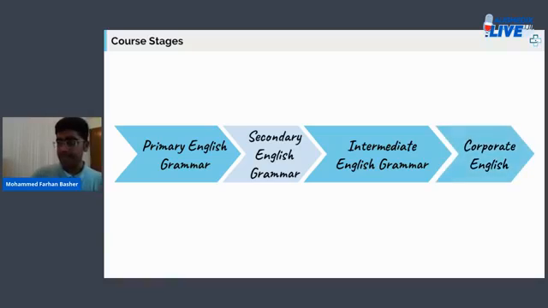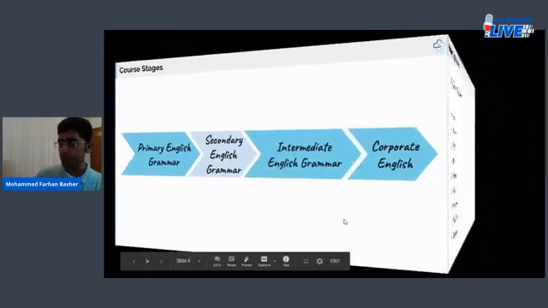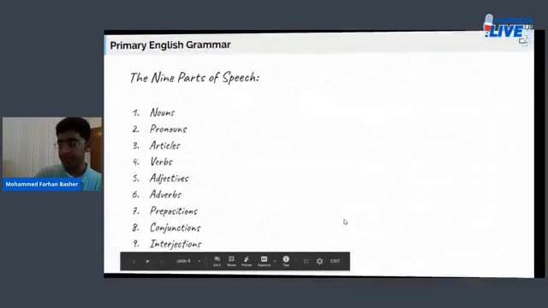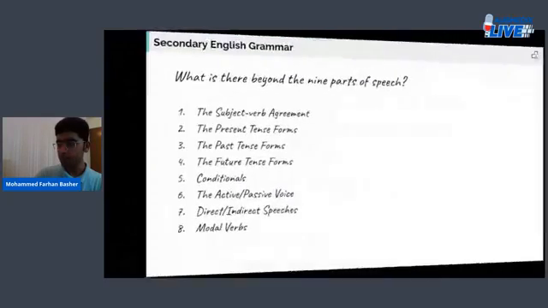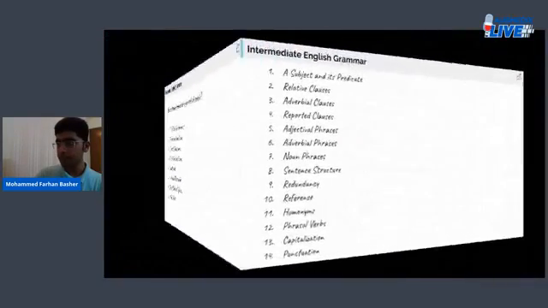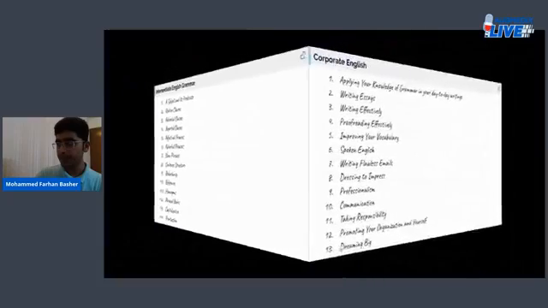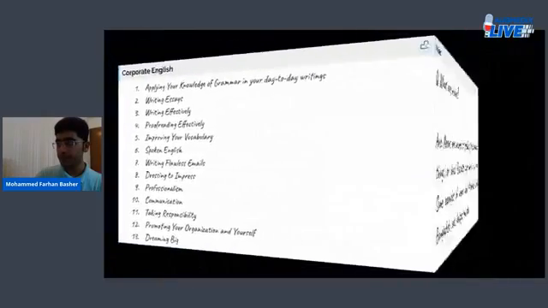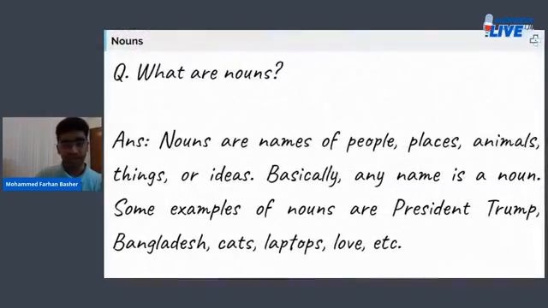Now, yesterday we studied nouns, and today we will be discussing pronouns. But before I start my discussion on pronouns, I would like to do a very brief recap on nouns. Let's just see very briefly what nouns are.